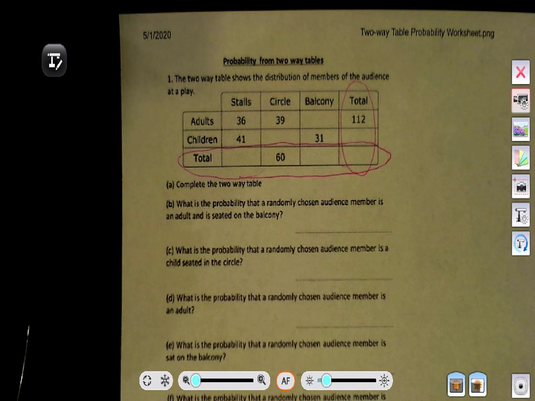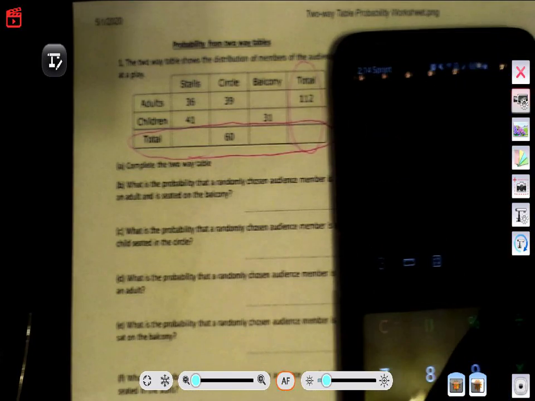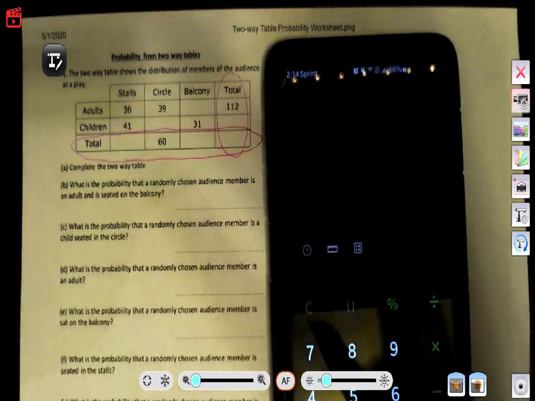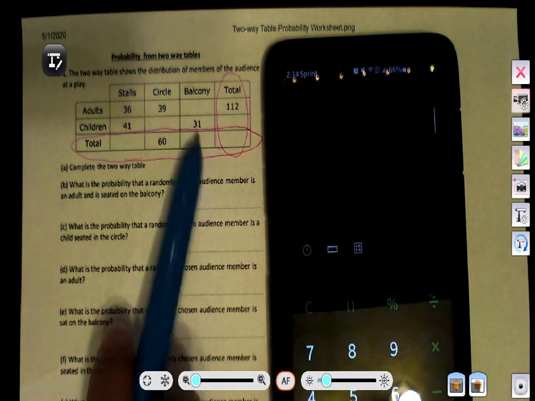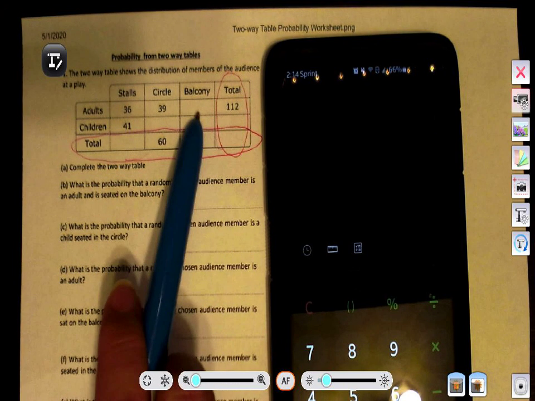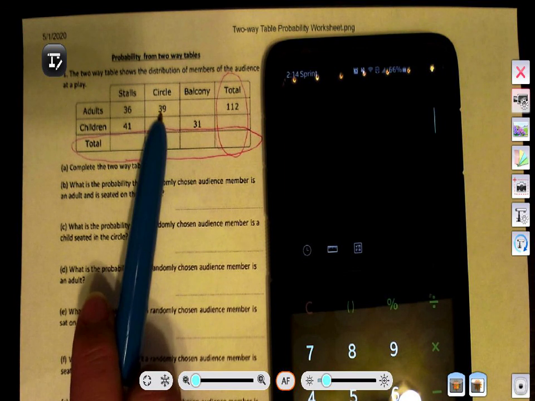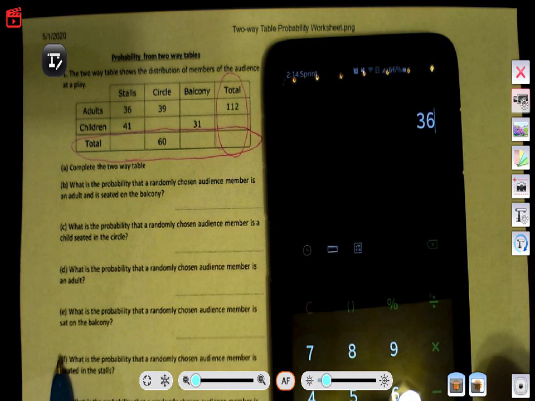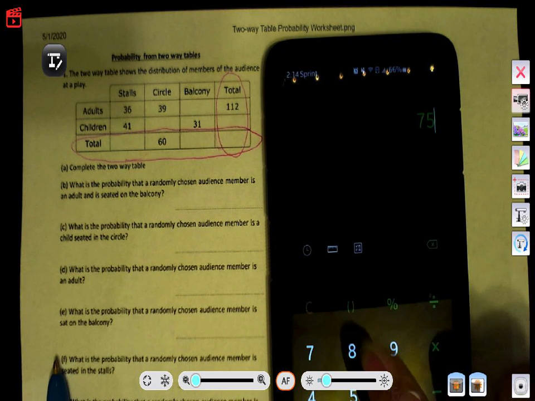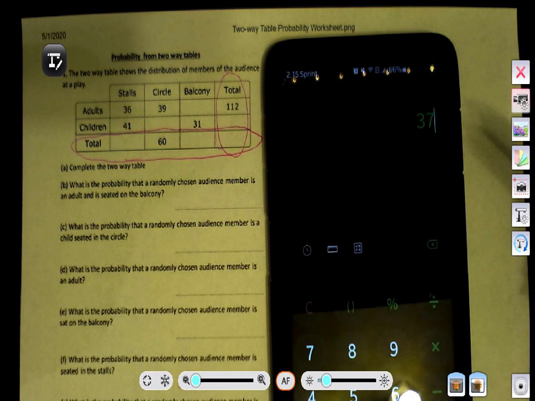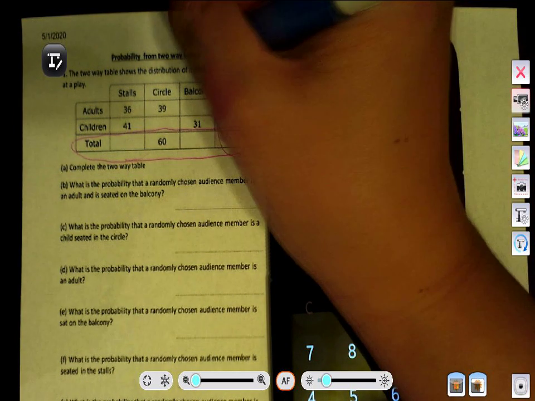So I'm going to have my calculator out over here, which maybe it's hard to see. Okay, so I think I'm going to tackle this part first. The total number is 112, and there's only one thing missing. When I add 36 plus 39 plus some random number, it's going to end up being 112. So 36 plus 39 is 75, and 75 out of 112 means I have 37 people unaccounted for. So this number must be a 37.